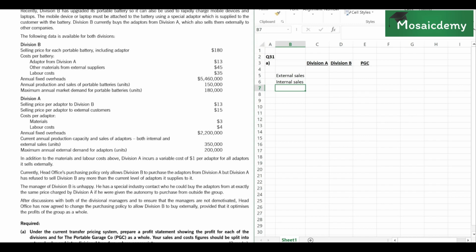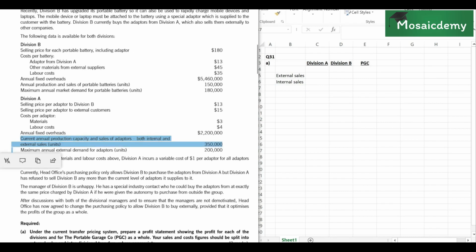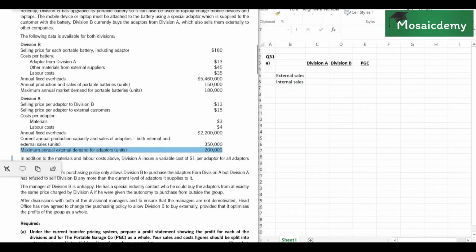Currently the head office's purchasing policy, yeah, this is important, only allows division B to purchase adapters from division A, but division A has refused to sell division B any more than the current level of adapters it supplies to it. Okay, so with the transfer pricing question, always a good place to start is the capacity to see how many sales are being made externally and internally. So division A's current capacity for both internal and external sales is 350,000. So that's how many units they can sell in total. Their maximum annual external demand for adapters is 200,000. Okay, so they still have spare capacity of 150,000 that they can sell to B.